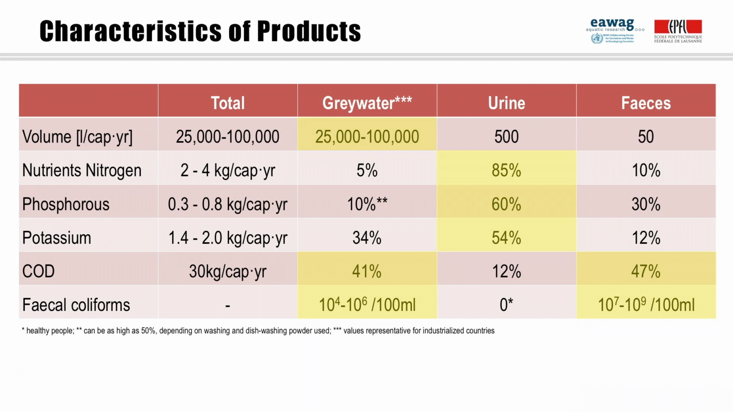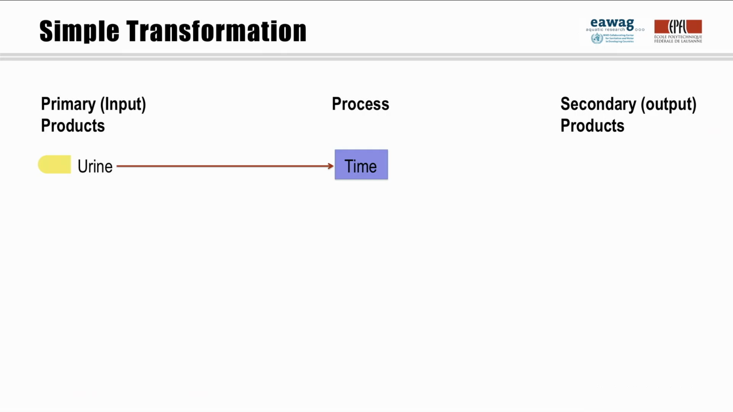Knowing all of these characteristics can help us decide on the best ways to store, transport, and use the products in our sanitation system. Secondary products are those products that are generated within the sanitation system because of some type of transformation. If you store urine for long enough, so about a month or so, the pH and ammonia concentration will increase to the point that it becomes self-sterilizing. So that means that most of the pathogens in the urine will be destroyed, and that urine can safely be used as a nutrient source.